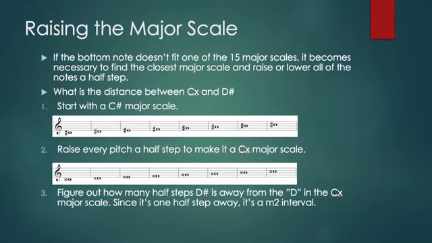So that's how you figure out your intervals. You simply find the major scale. If there isn't a major scale that corresponds to the lowest note in the interval, then you take the scale that's closest to the lowest note in the interval, and you raise everything in that scale, the major scale, by a half step, or you lower it by a half step. You do whatever you have to do to get that bottom note.